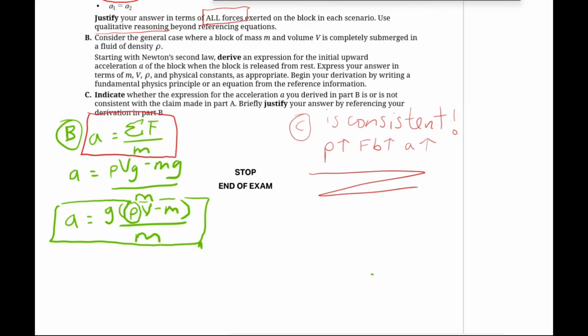For part C, indicate whether the expression for the acceleration you derived in part B is or is not consistent with the claim made in part A. Briefly justify your answer by referencing your derivation in part B. So that's where I'm talking about this part over here. So it is consistent. If the rho is bigger, then the FB is bigger, then the acceleration is larger. And you could talk about how this rho over here would make the numerator greater overall. And if the numerator was greater, then mathematically your overall number and acceleration is going to be greater. So again, I would point to certain parts of that formula, and then with my justification, I would add a few sentences.